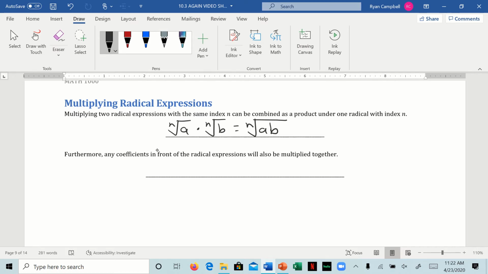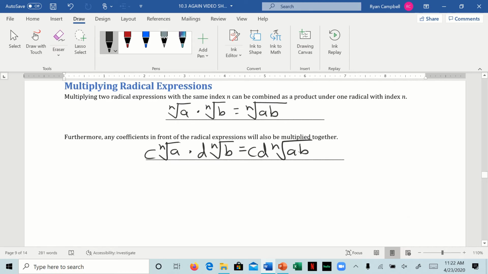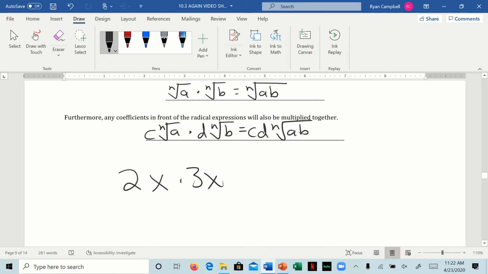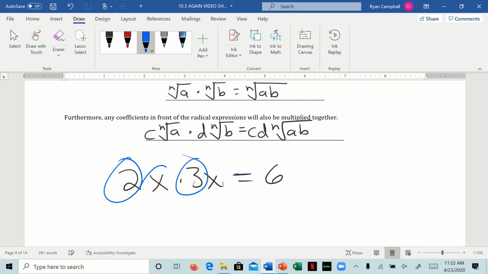Also, any coefficients in front will also be multiplied together. So if you have a number in front of this nth root of a and another number in front of this nth root of b, well, you can combine a and b into one, and then you would just multiply c and d out front. And if you notice, this is very similar to combining variables, right? So if we have 2x times 3x, well, we combine the numbers. 2 times 3 is 6. And then we combine the variables. X times x is x squared, right? Same concept.